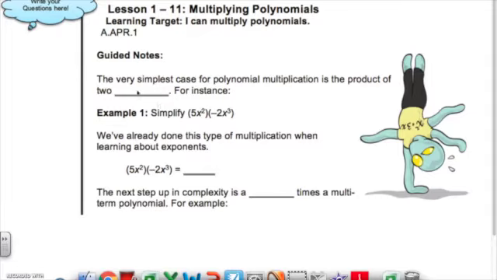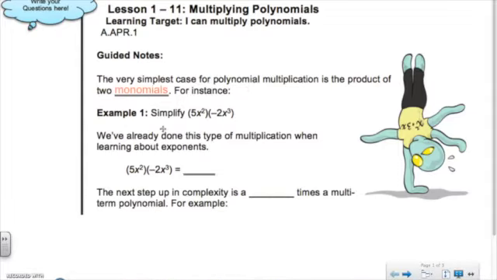So let's go ahead and jump into the simplest case. The simplest case for polynomial multiplication is when you actually just have two monomials, meaning one term. For example, if you have something like 5x squared times negative 2x cubed. We've already seen problems similar to this back when we were doing multiplication with exponents or simplifying expressions with exponents.